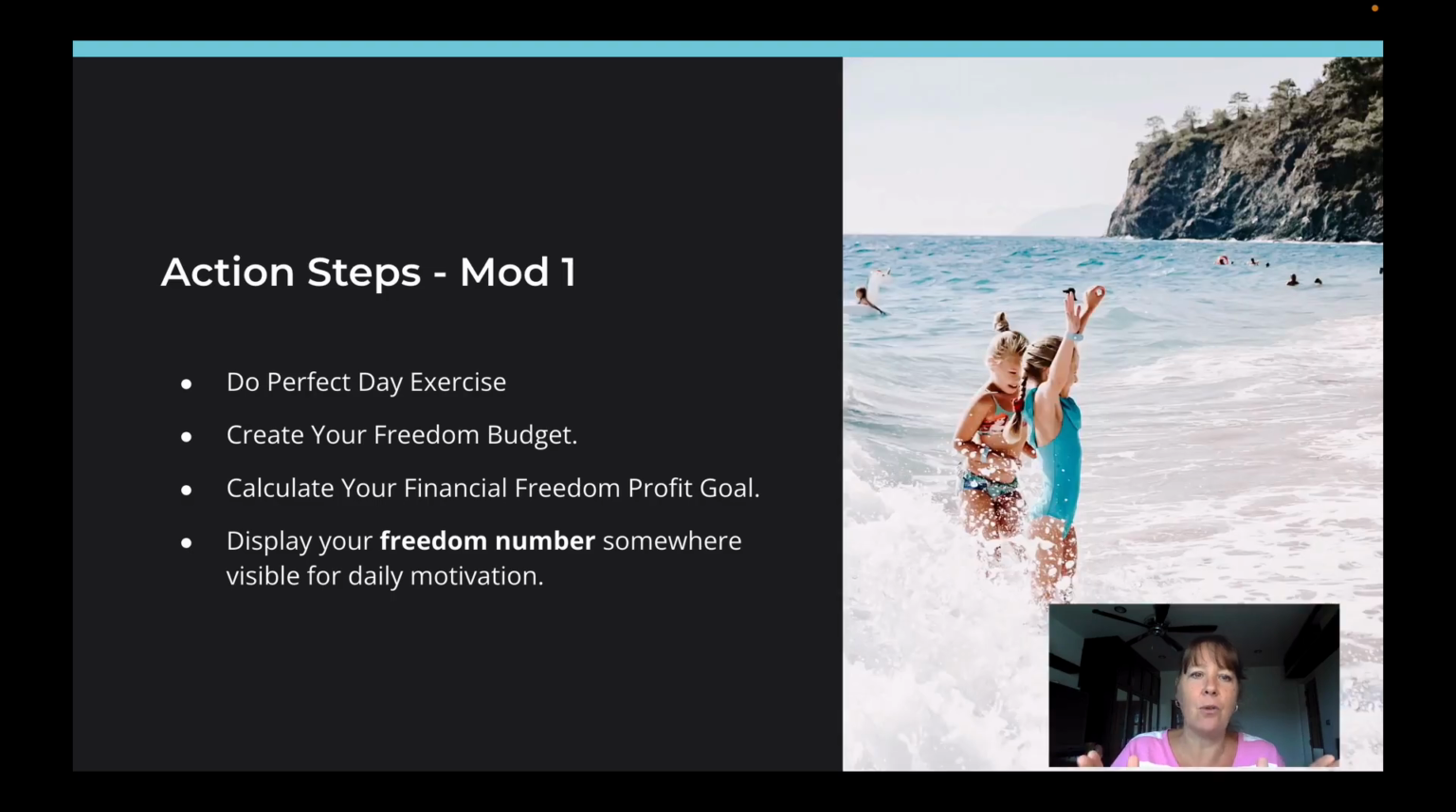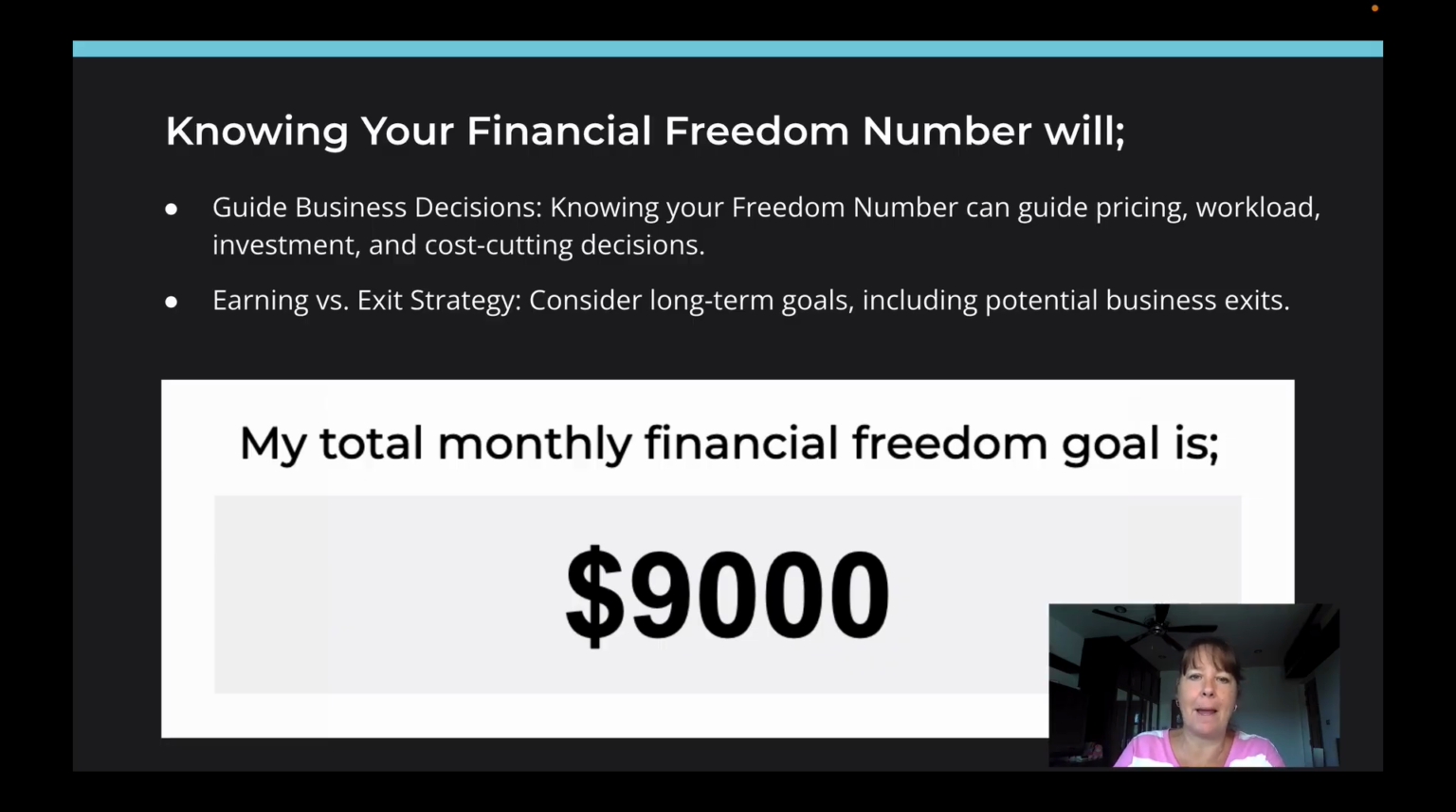All right, so action steps for this module are: do your perfect day exercise, create your freedom budget, calculate your financial freedom profit goal, and then display it. See that big number there? That's what you want to be displaying somewhere. So as you're building your lifestyle business, that's my number goal. That's it. That's going to fund my ideal lifestyle.